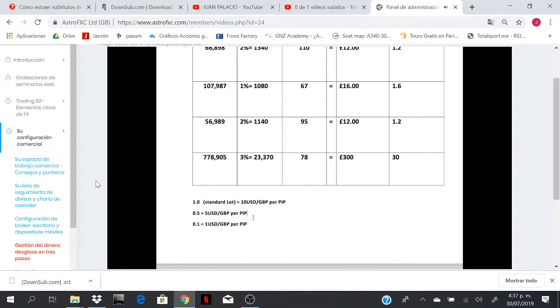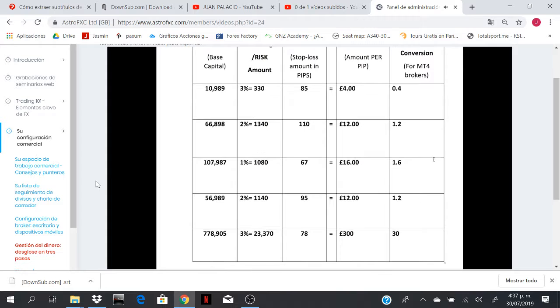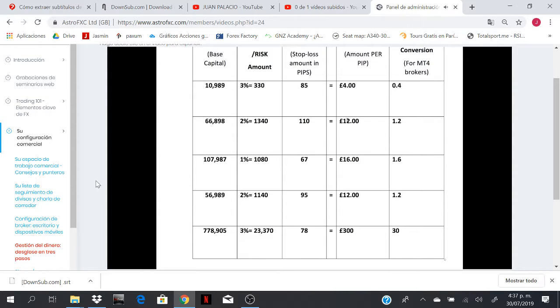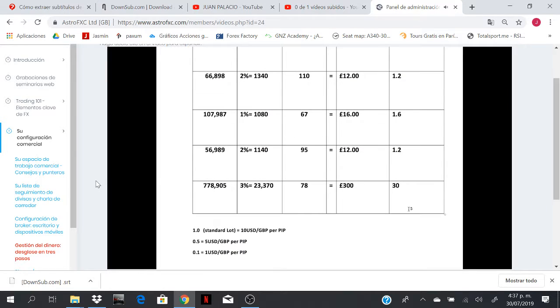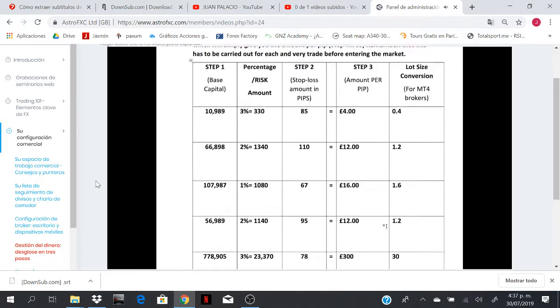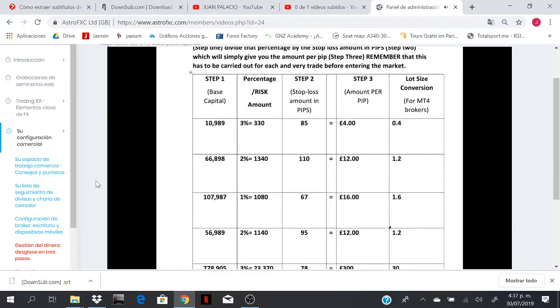So just a quick recap. One standard lot is 1.0. 1.0 or 1 is £10 or $10 a pip. So here 12 is 1.2, because 0.5 is $5, 0.1 is $1. So let's say we had £19 a pip, it would be 1.9. Let's say we had £21 a pip, it would be 2.1. So that's money management there.